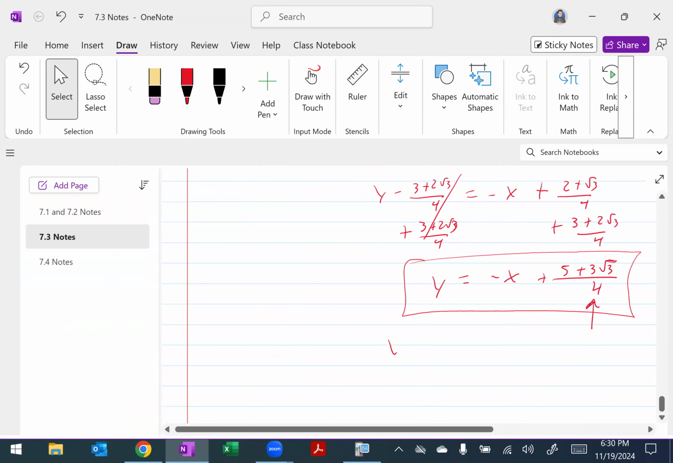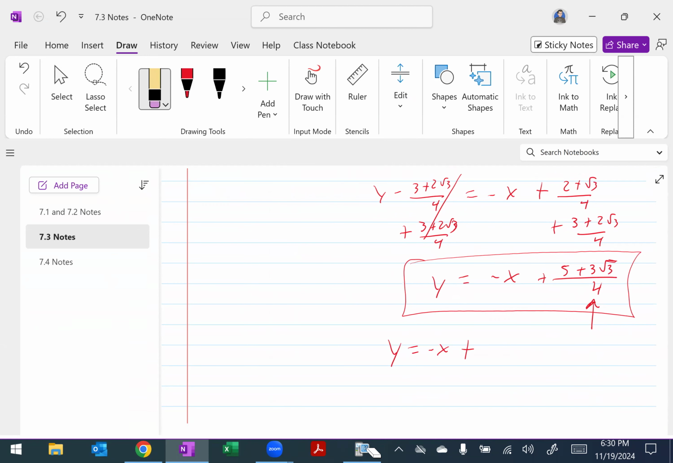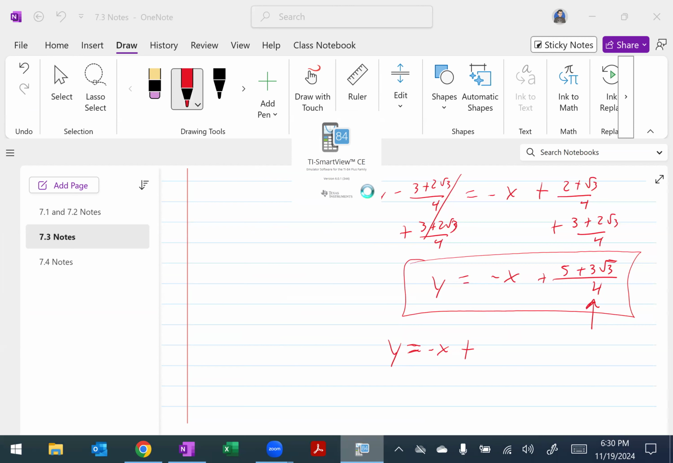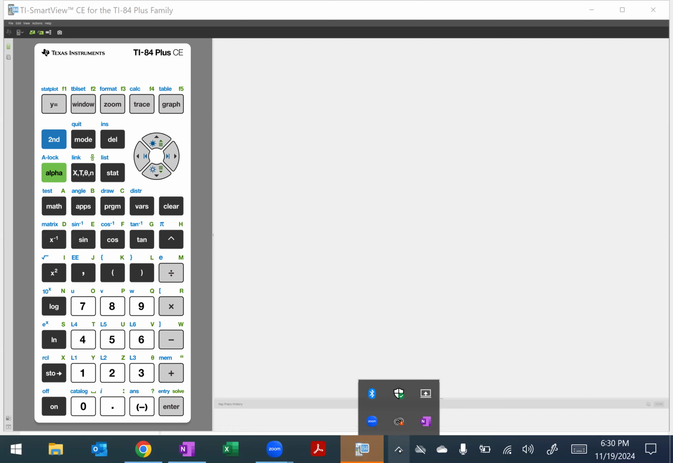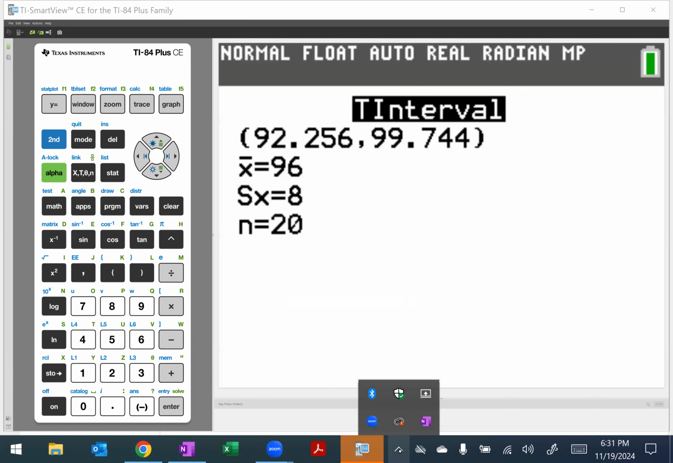This is going to be y equals negative x plus approximately, I'll say y is approximately negative x plus some decimal equivalent, if my calculator ever loads. Okay, so hopefully you can see my calculator.